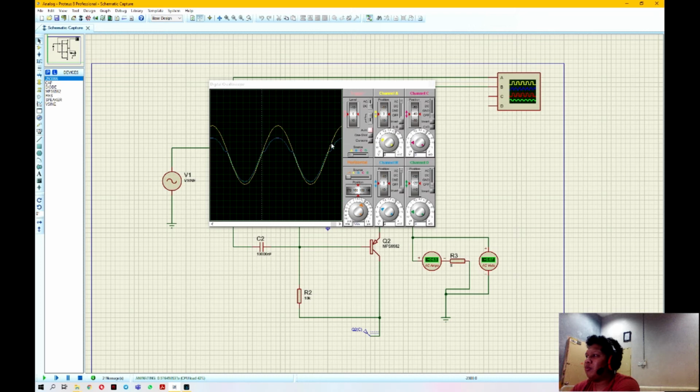So this is the simulation. For the graph, the yellow one is the input and the blue one is the output. As we can see, the graph is in phase and the output has some distortion and is lower than the input because of the heat loss. That's all from me. Thank you.